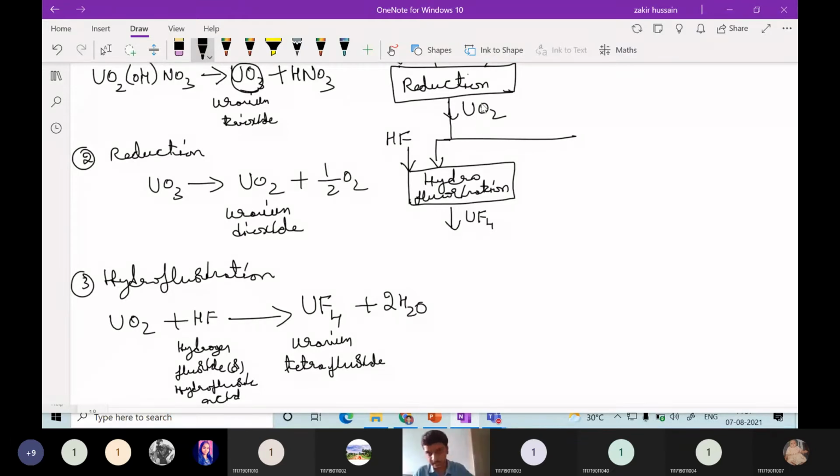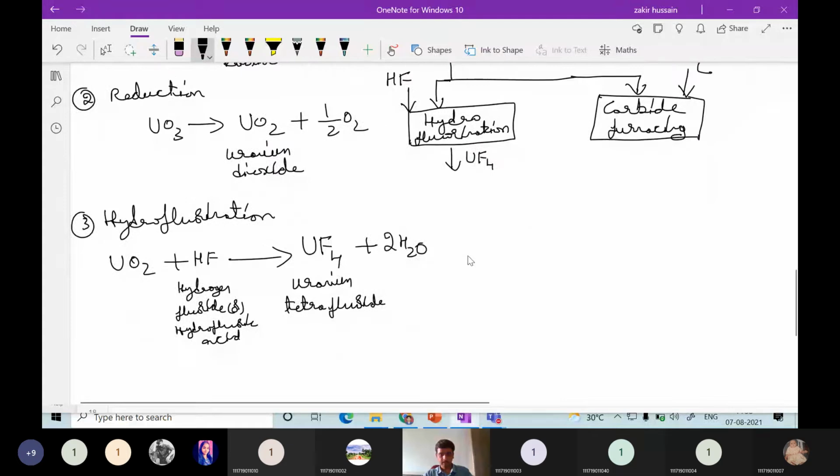Then after this, uranium dioxide can also be converted to uranium carbide. How can we convert this uranium dioxide to uranium carbide? To convert that, we have to pass it through carbide furnacing. So what is carbide furnacing? We have to pass carbon, C.